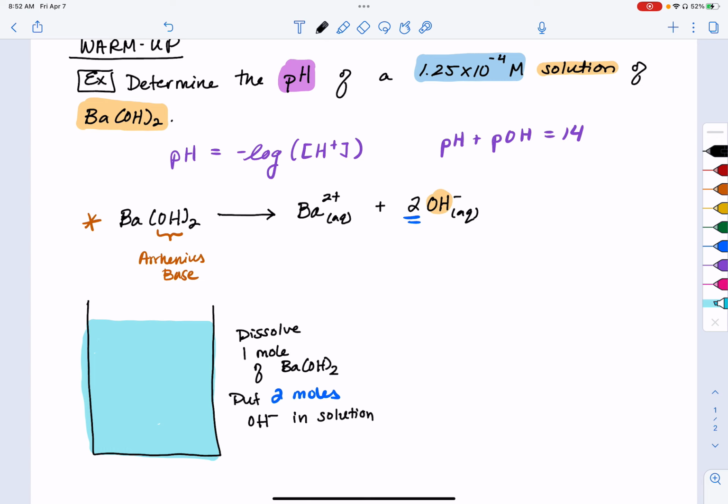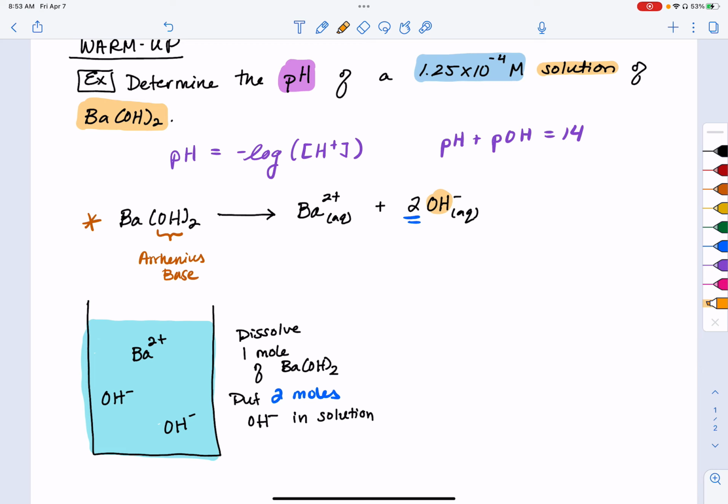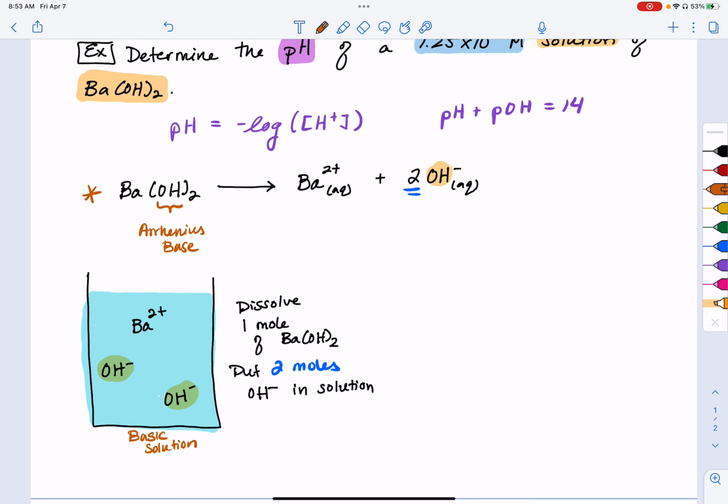in solution. So I'm going to show, instead of 1 mole, 1 molecule because I don't want to draw out 6.022 times 10 to the 23 little ion representations. So I've got here barium 2 plus, and then two of my hydroxide ions. Looking at our solution from this perspective, we again justify to ourselves that this means that we are a basic solution, because we've got these hydroxide particles in solution.